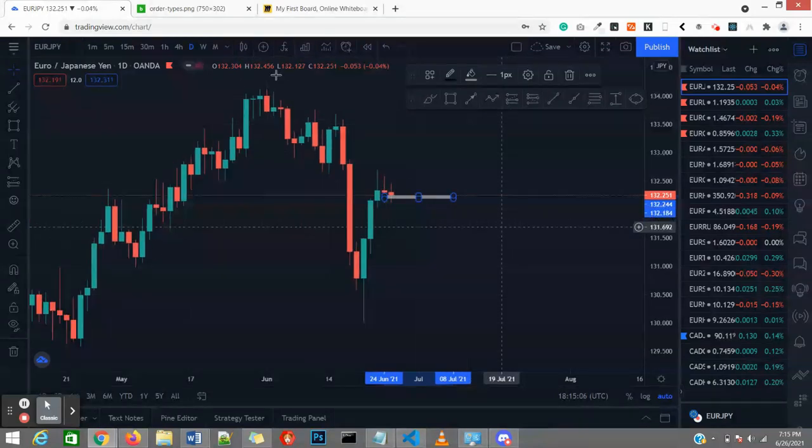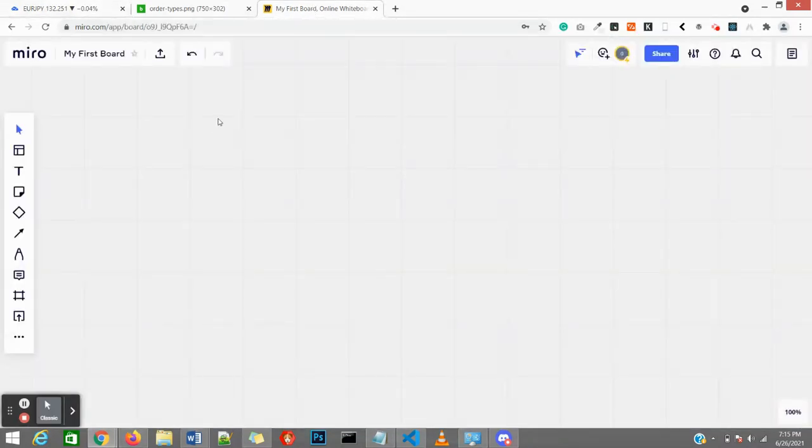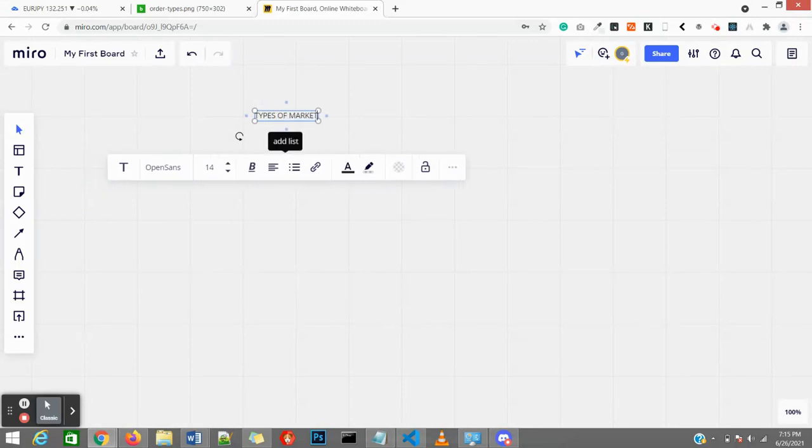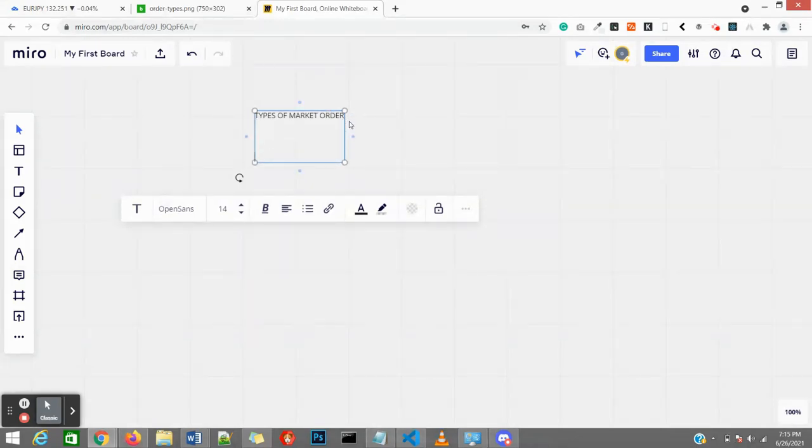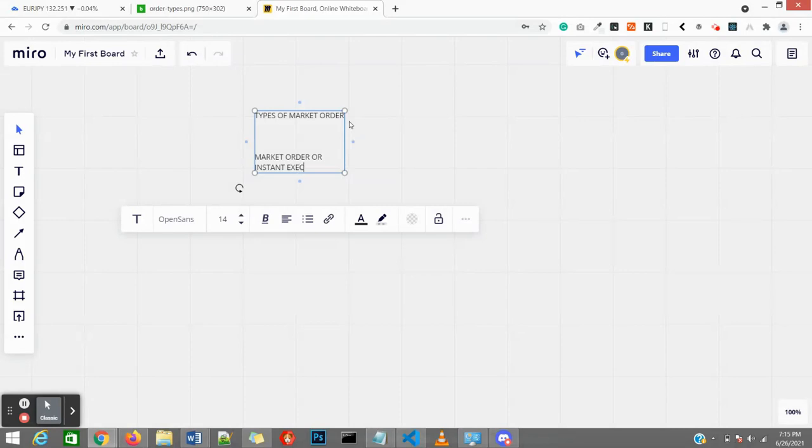Now that we've gotten that out of the way, we are going to look at the different market orders. The first type of market order, let me write that out. The first one is still called a market order, or you can call it an instant execution. Here you just take your trading decisions immediately.